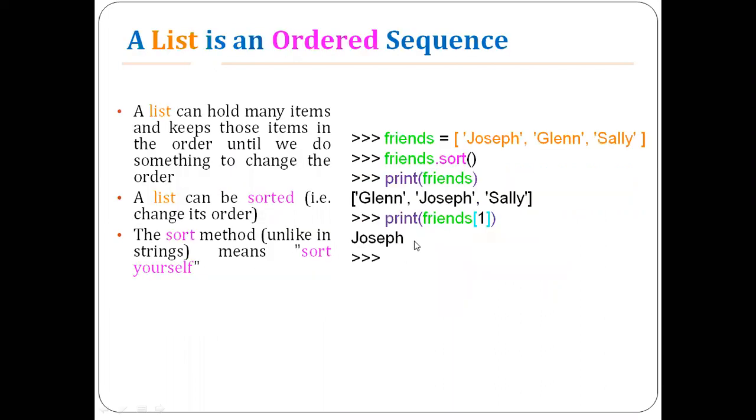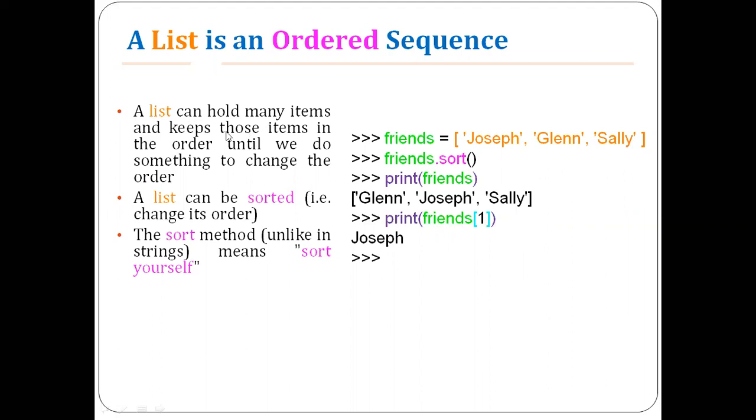And if you want to sort the elements of a list, you can use one more function called the sort function. A list can hold many items and keeps those items in order until we do something to change the order, right? As you enter the elements, they will appear in the list as they are. If you enter the first element, it will appear at the first index, or zeroth index. If you enter one more element, it appears at the next index, and so on, as long as you don't modify the order of the elements.